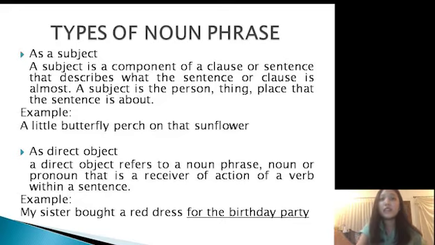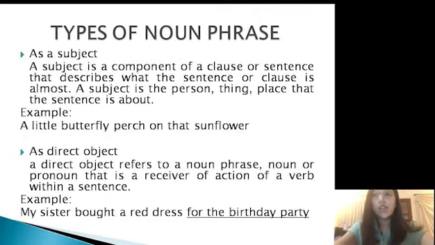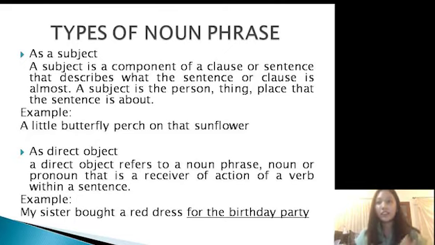For the second, noun phrase as direct object. A direct object refers to a noun phrase, noun, or pronoun that is the receiver of the action of a verb within a sentence. For example, "My sister bought a red dress for the birthday party." The direct object is red dress, and it directly receives the action of the verb bought.